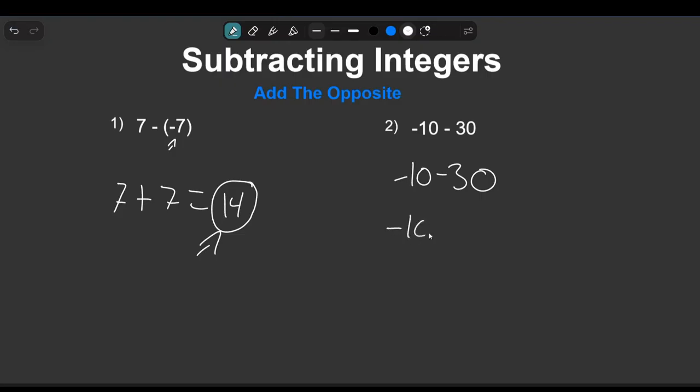So we are gonna add the opposite of positive 30 to our minus 10. So we're adding minus 30 to our minus 10. This means we are decreasing the number, decreasing in value because we are adding a negative number to our already negative number. So we get a final answer of minus 40.